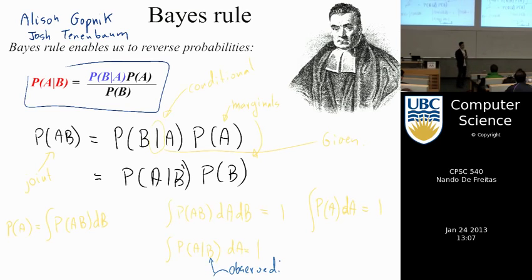But yeah, anything to the right of the bar has been observed. It's deterministic. There's no uncertainty. There's no need for probability to deal with things we know. Probability is only used for the things we don't know.